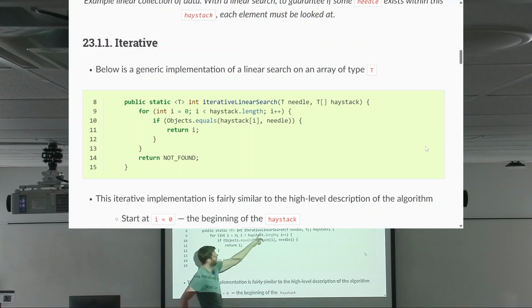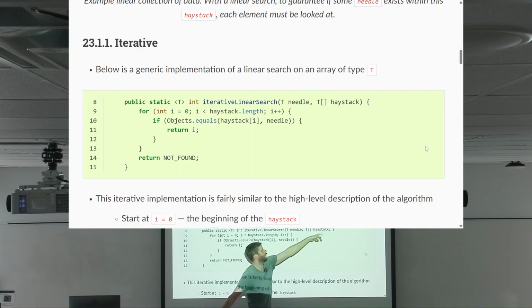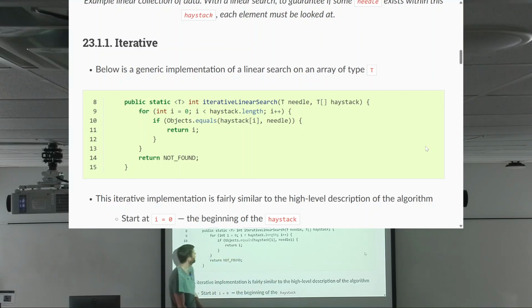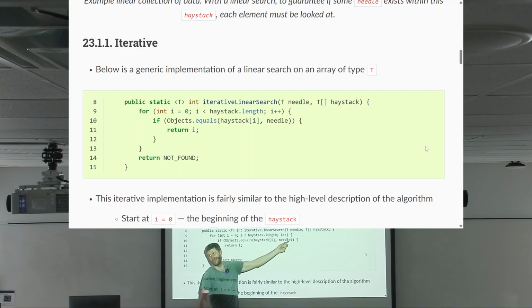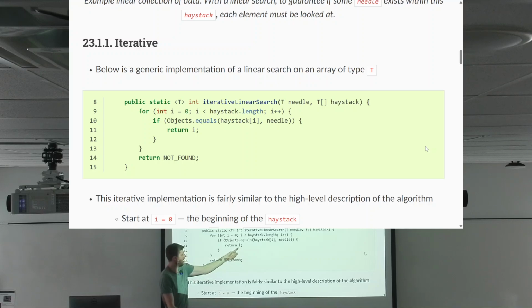Int iterativeLinearSearch takes the needle, a needle of type T, and the haystack, an array of type T. From 0 to the length of the haystack, i++, Objects.equals: is the current thing equal to the thing I'm looking for? If it is, return i, and if we ever get to the end, we return NOT_FOUND. Presumably NOT_FOUND is some constant, that sentinel value, which typically we've used like -1.